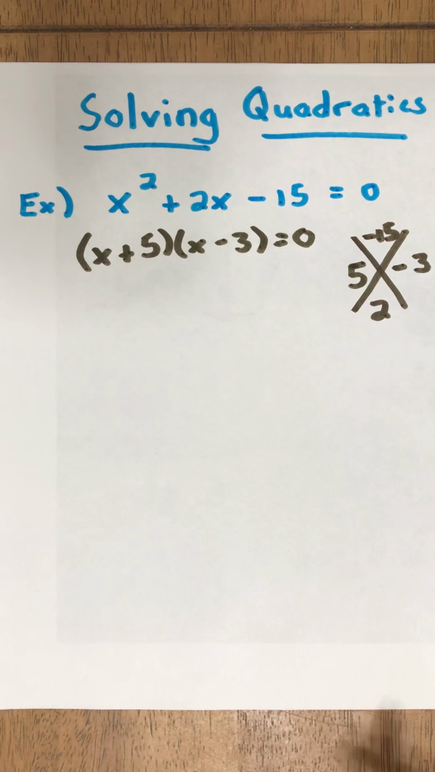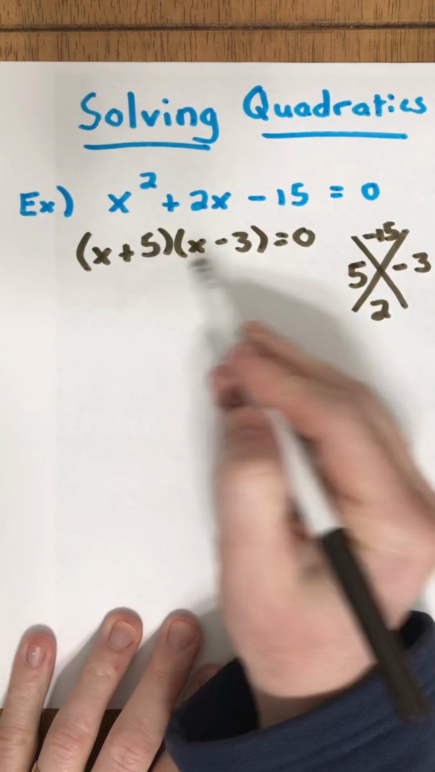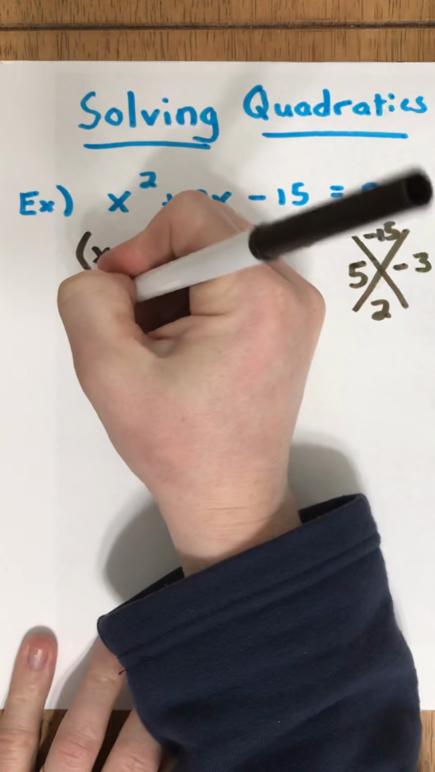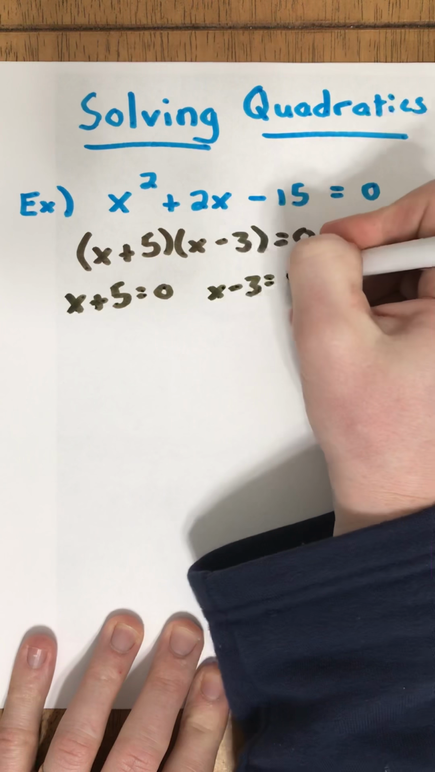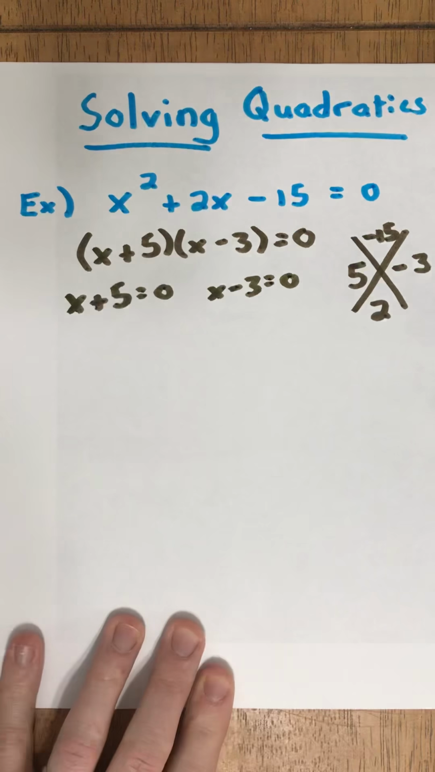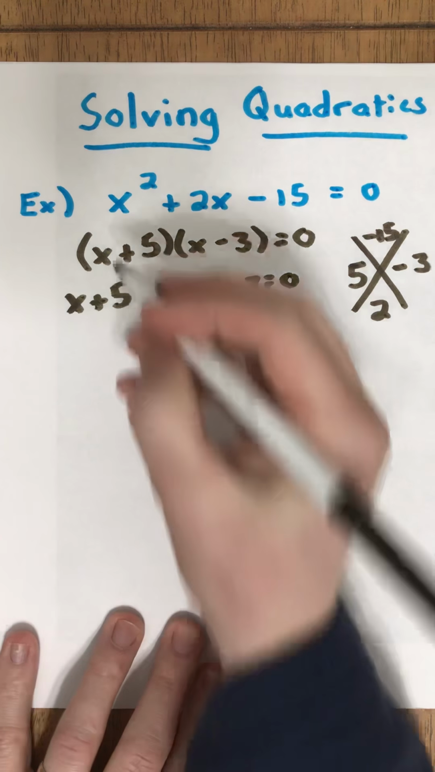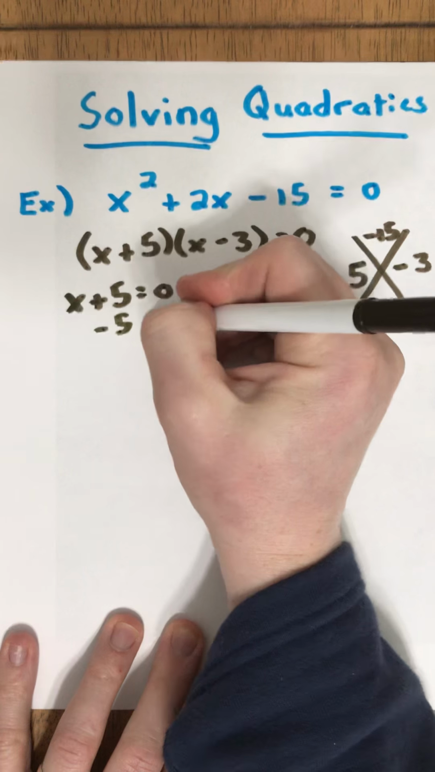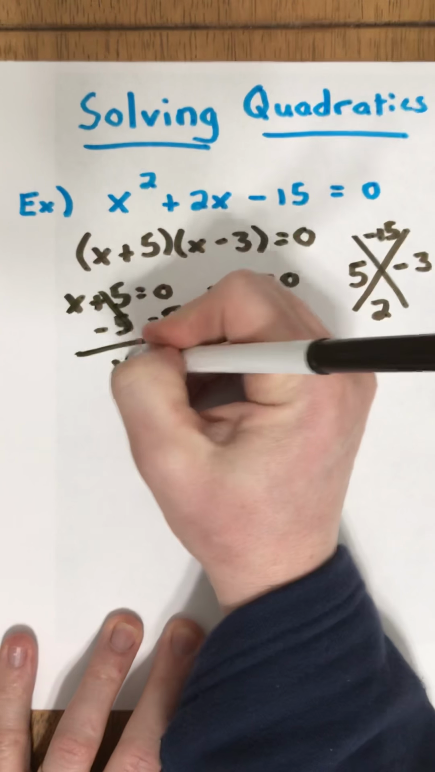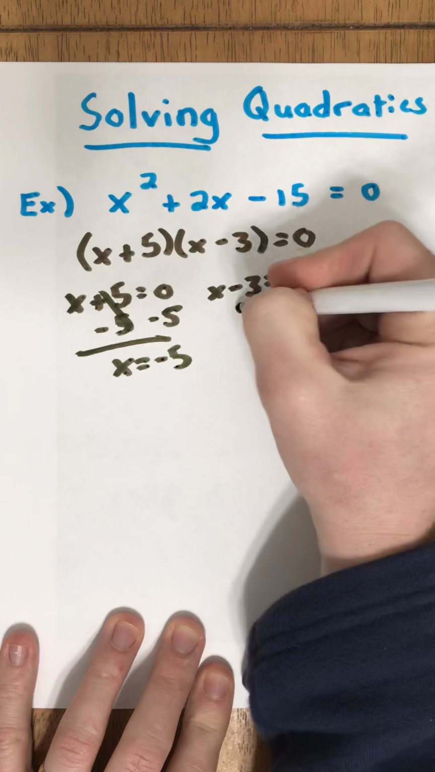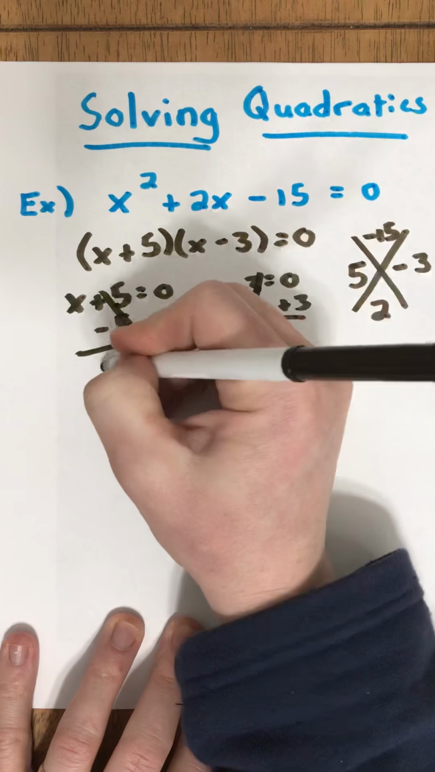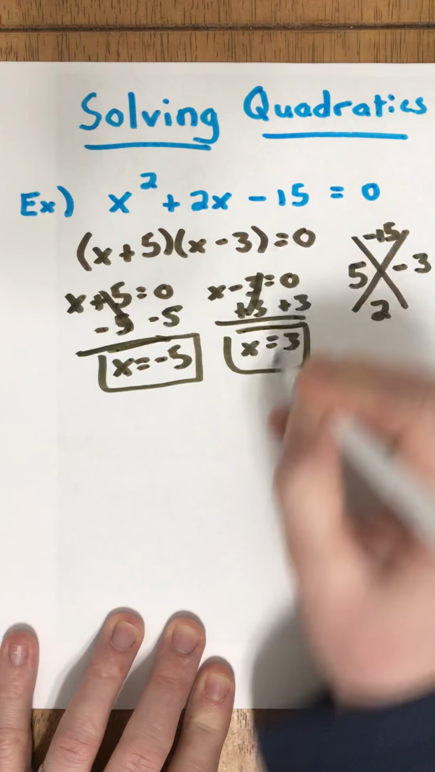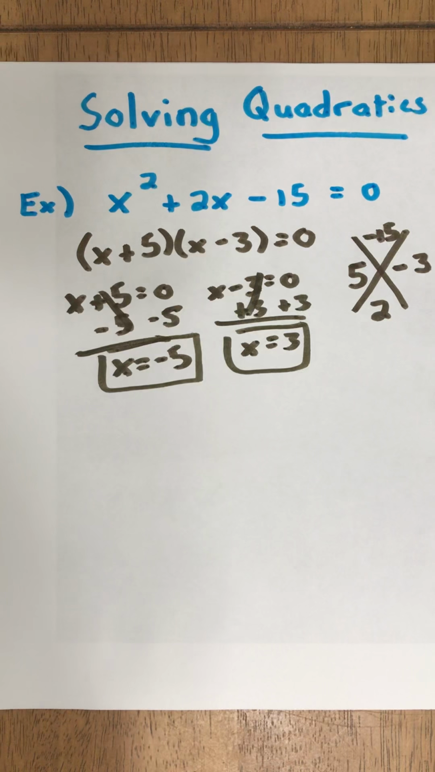Now the way that we solve that is we are going to set each of these equal to 0. So we're going to have x plus 5 is equal to 0, and also x minus 3 is equal to 0. And this is obviously pretty easy equations for you guys to solve. We're simply going to subtract 5 on both sides, and I get x equals negative 5. And here I'm going to add 3 on both sides, and I'm going to get x equals 3. So that is my root, or my x-intercept, to this particular quadratic.